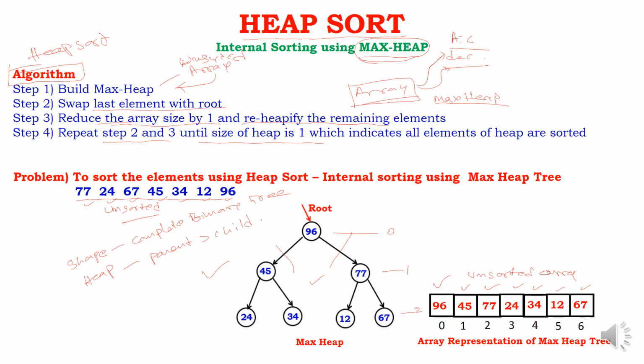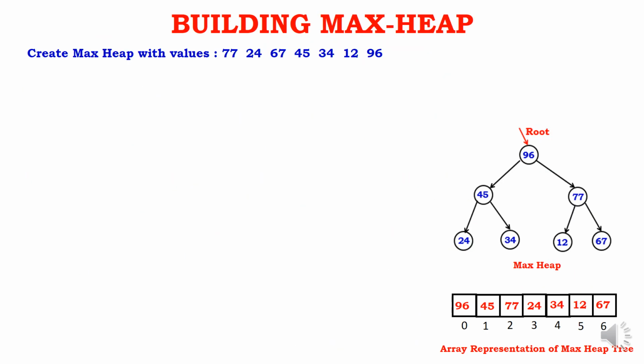Now we are going to rearrange these elements into a sorted array in ascending order. The procedure of sorting is called heap sort, because we are converting the elements into a heap and then sorting it. Building a max heap: first of all, we have to create a max heap using the unsorted elements 77, 24, 67, and so on. Initially, we assume that the max heap is an empty heap.